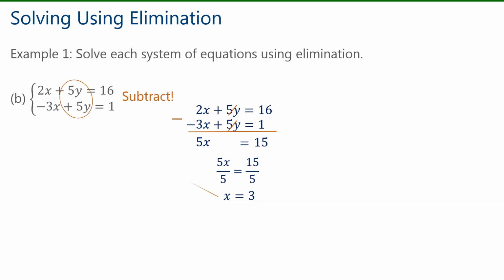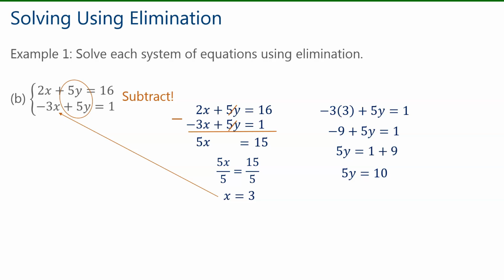So now we can plug that into the second equation to give us negative 3 times 3 plus 5y equals 1. Now negative 3 times 3 is negative 9. I'm going to bring that over to the other side to become 1 plus 9, which is 10. Now let's divide both sides by 5, so we get a value of 2. So now we know our solution is 3, 2.